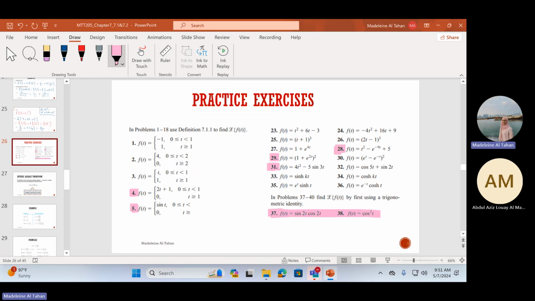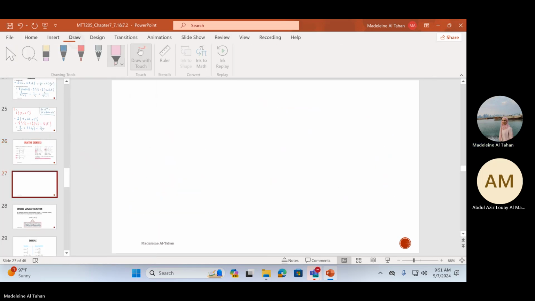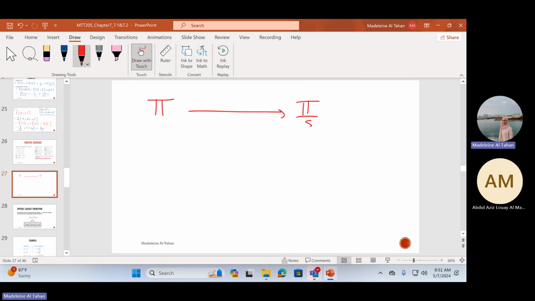I need you to go again to the table that you sketched about Laplace transform. So let's say that we have pi. Under Laplace transform, it goes to pi over s. Now pi over s, if we want to find its inverse, we will go back to pi. Which one will be applied here? Inverse Laplace transform. So here we are applying Laplace, and here we are applying Laplace inverse.